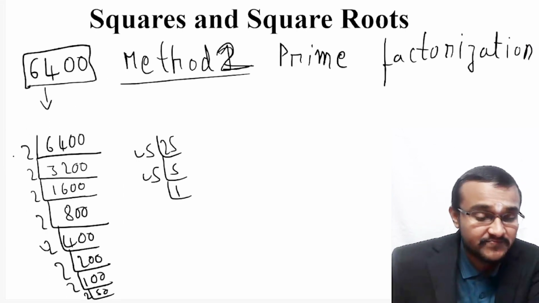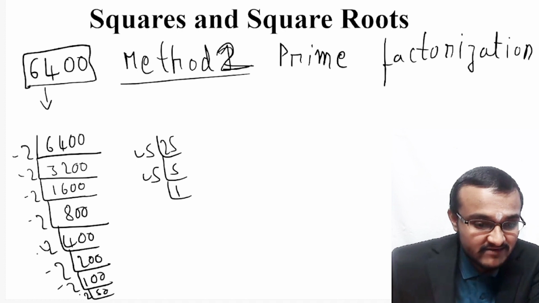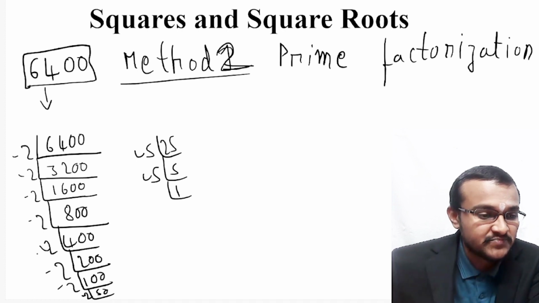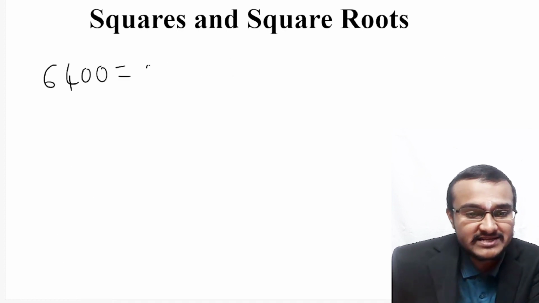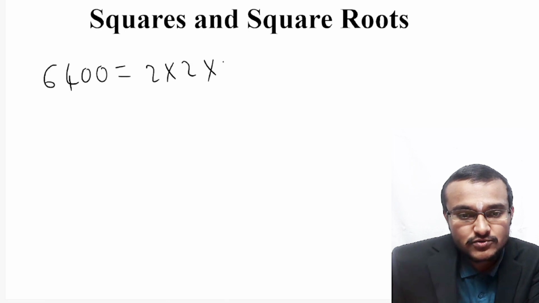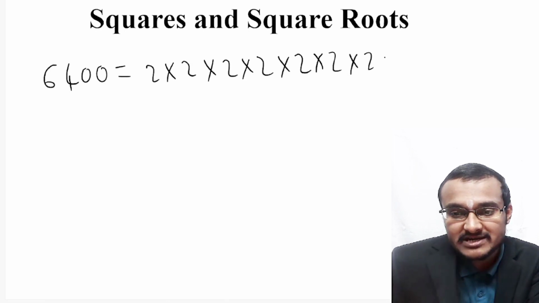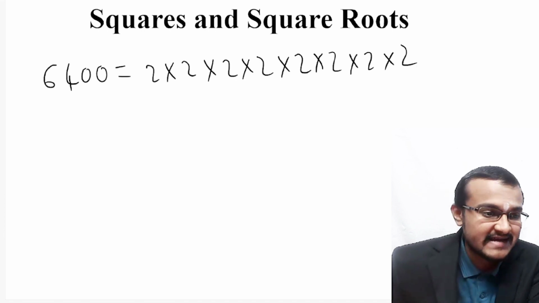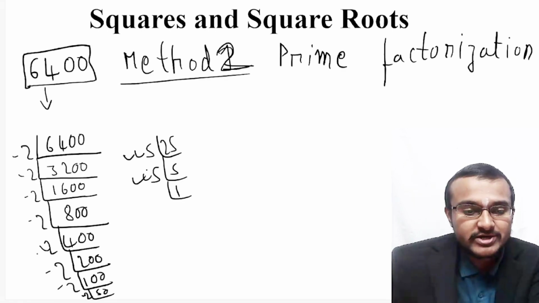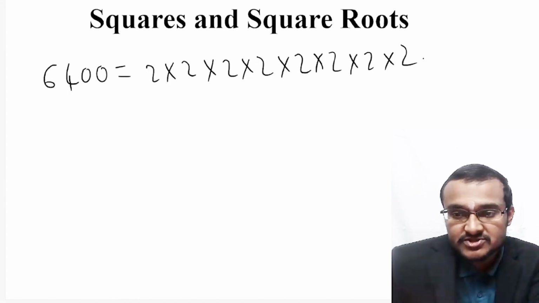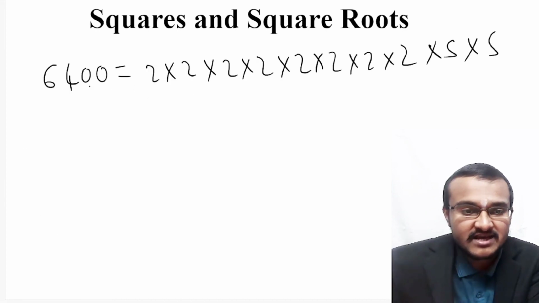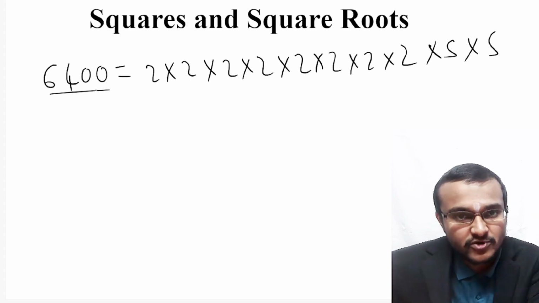You can count how many numbers you have used. 1, 2, 3, 4, 5, 6, 7, 8. So 8 times you are actually multiplying 2: 2 into 2, 2 into 2, 2 into 2, 2 into 2. So 8 times you are multiplying with 2, and then you should multiply 2 times with 5, into 5 into 5. When you do the multiplication of this, you are actually getting 6400.